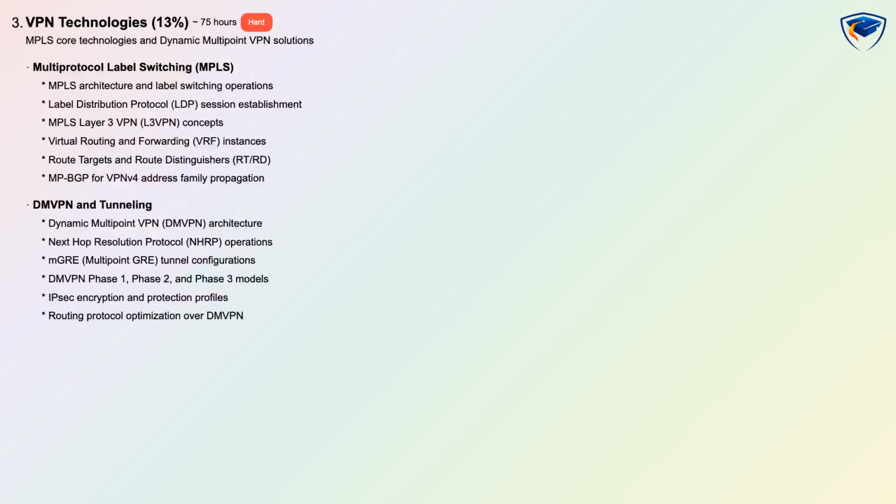VPN Technologies is weighted 13%, focuses on MPLS core technologies and dynamic multipoint VPN solutions, is labeled hard, requires about 75 hours of study, and is assessed with scenario-based tasks. You will learn MPLS fundamentals and label switching, LDP session behavior, MPLS Layer 3 VPN concepts with VRF, route distinguishers and route targets, and the use of MPBGP for VPNv4 propagation.